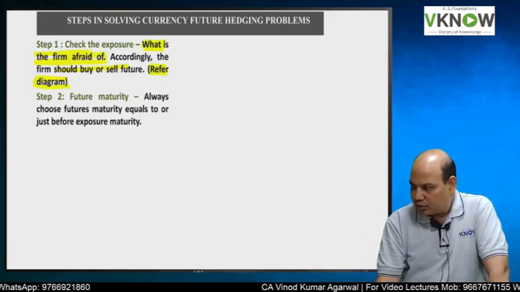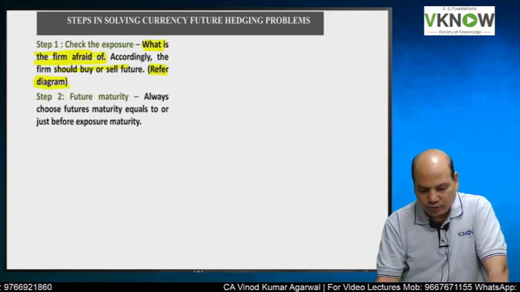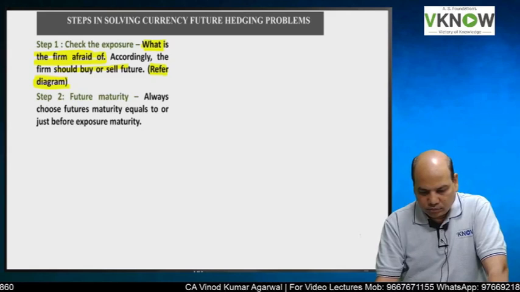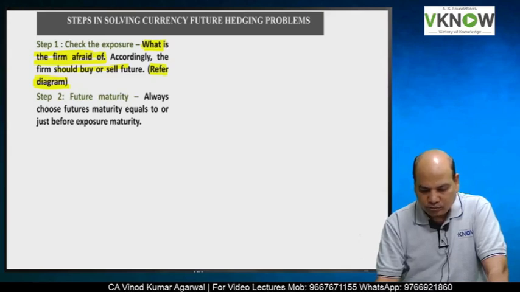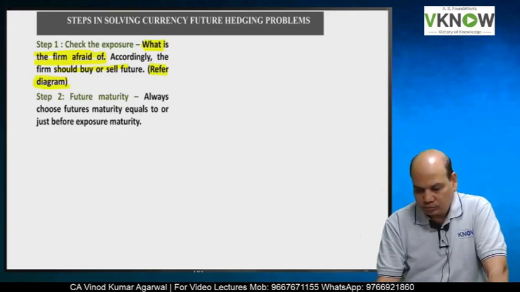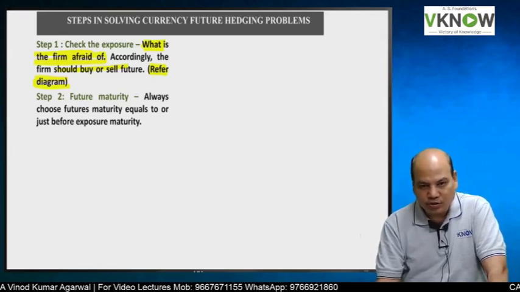Step number 2, write down future maturity. Always choose future maturity equal to or just before exposure maturity, or just before exposure, near to the maturity.